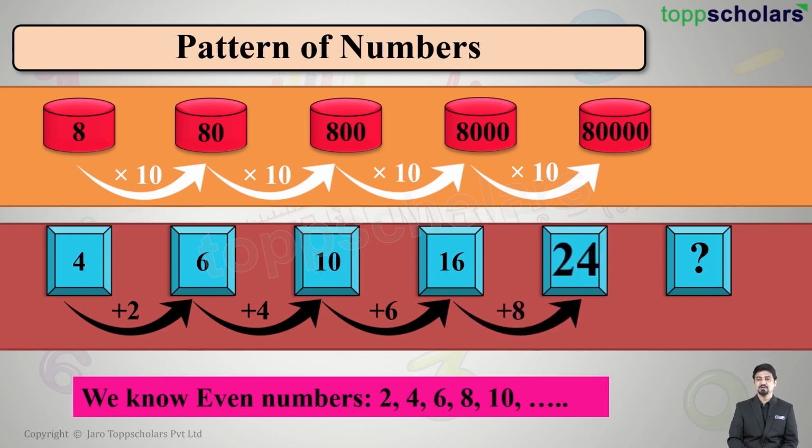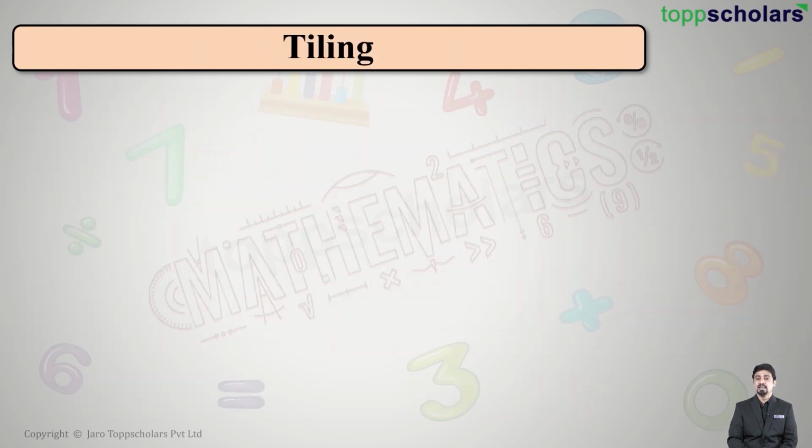16 plus 8 will be 24. Then we will add the next even number, that is 10. 24 plus 10 is 34. Wow! Different rules for different patterns. Right, students? Yes. Wow. Let us now look at the pattern on tiles.